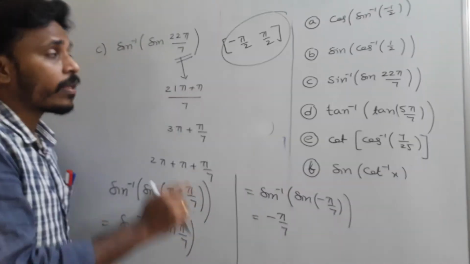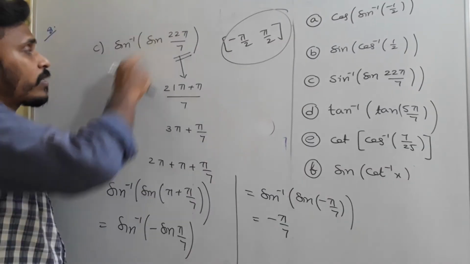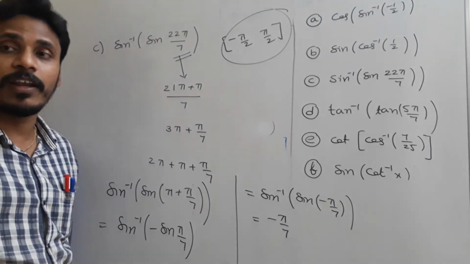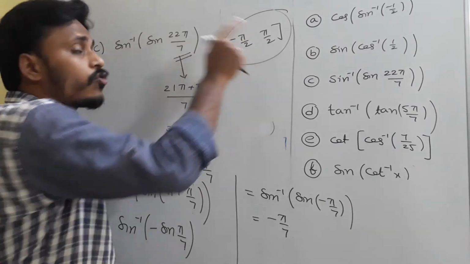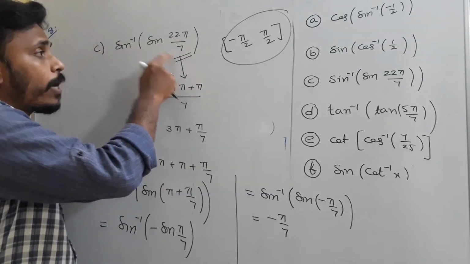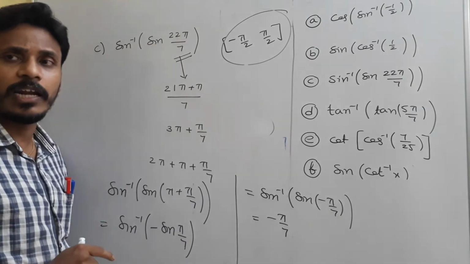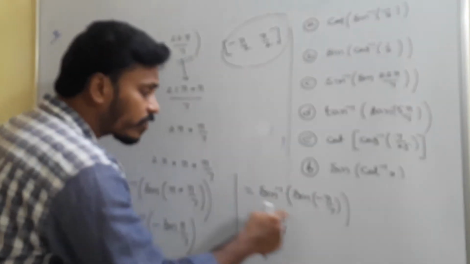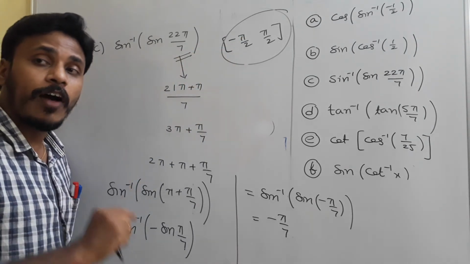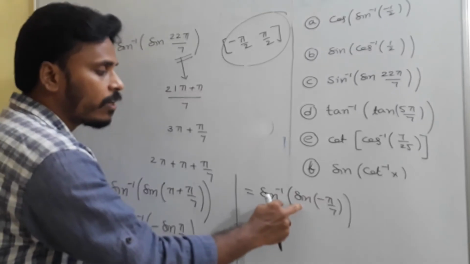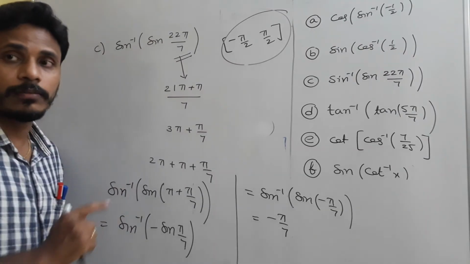Sine inverse sine of, here again sine inverse sine of. Usually people will think to cancel this sine inverse and sine and write the answer as 22 pi by 7. You have a chance to cancel out only if that angle is in this range. This angle 22 pi by 7 is not an angle in this range, so you don't have any chance to cancel that sine inverse and sine. Now at this stage, this angle is between minus pi by 2 and pi by 2, so you are allowed to cancel this sine inverse and sine, and you will write your answer as minus pi by 7. Okay, just have a look.